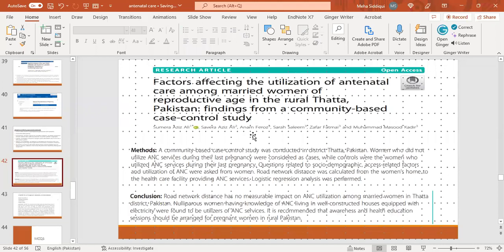The conclusion was that road network distance has no measurable impact on antenatal care utilization among married women in Thatta. Nulliparous women having knowledge of antenatal care, living in well-constructed houses equipped with electricity, were found to be utilizers of antenatal care services. So it is recommended that awareness and health education sessions should be arranged for pregnant women in rural Pakistan.